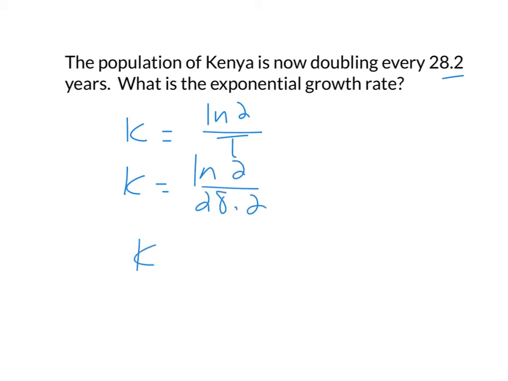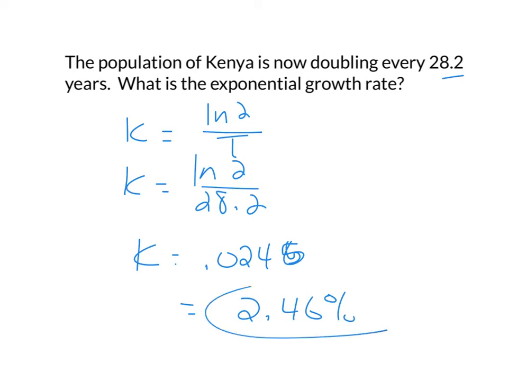So it wants to know what the growth rate was. I'm just going to punch it in: natural log 2 divided by 28.2. And I get 0.0245, actually 0.0246. So my growth rate is 2.46%. How fast the population's doubling? Crazy. Pretty high.